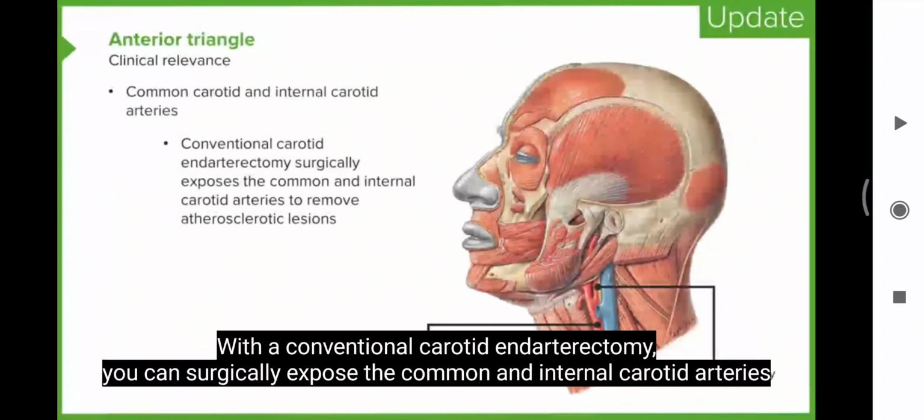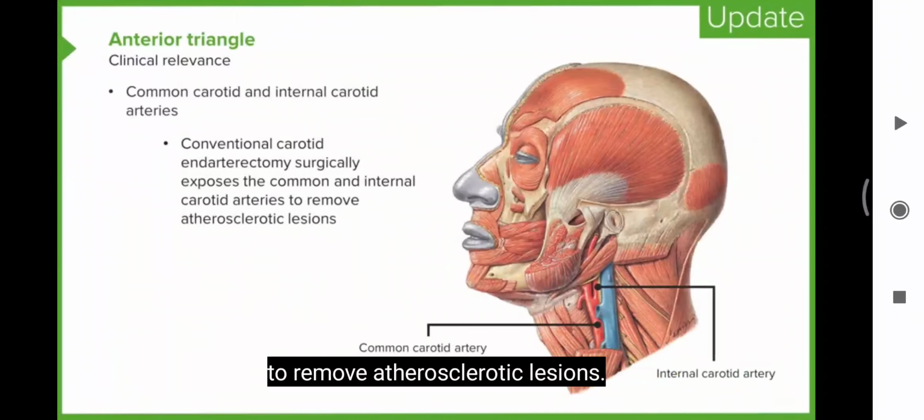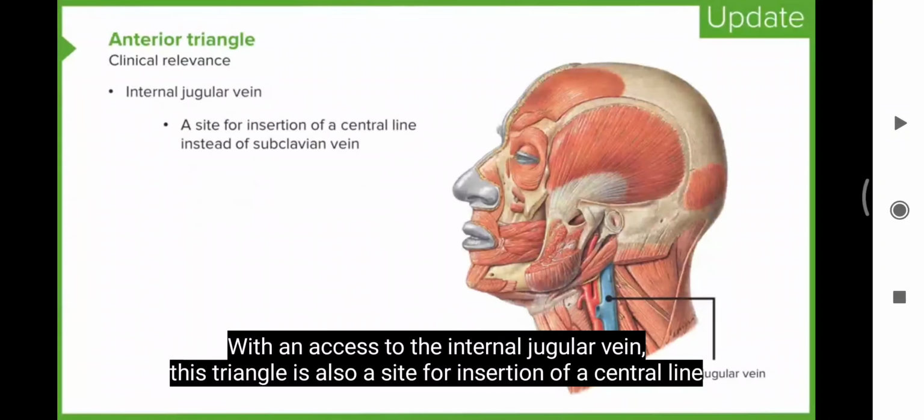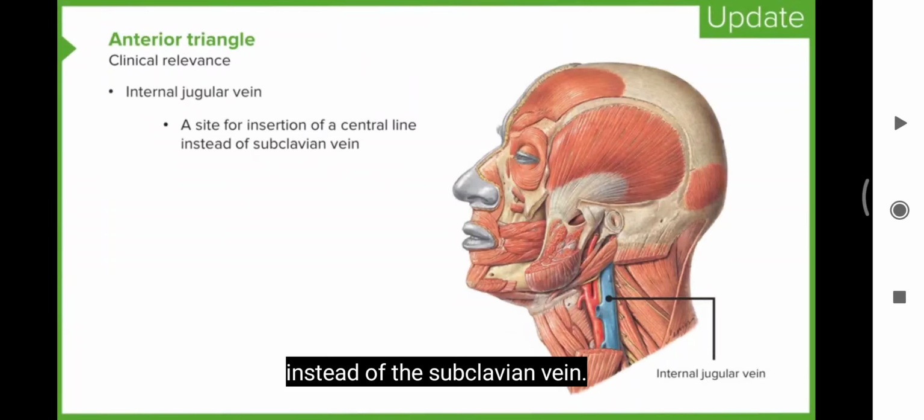With a conventional carotid endarterectomy, you can surgically expose the common and internal carotid arteries to remove atherosclerotic lesions. With access to the internal jugular vein, this triangle is also a site for insertion of a central line instead of the subclavian vein.